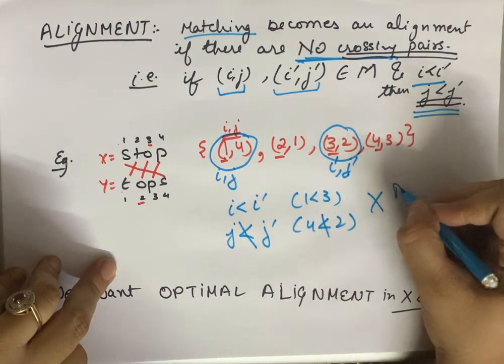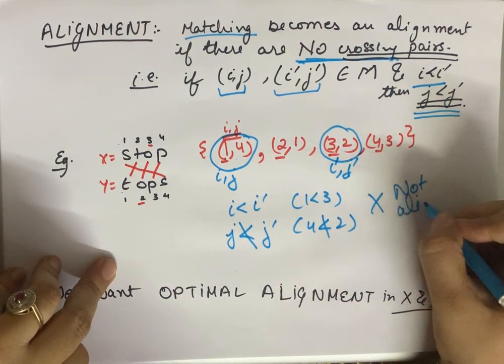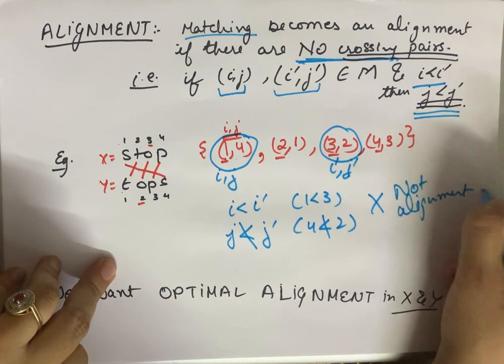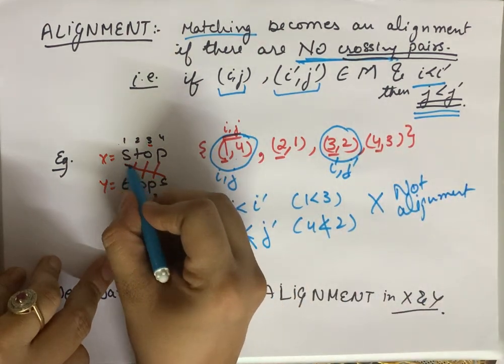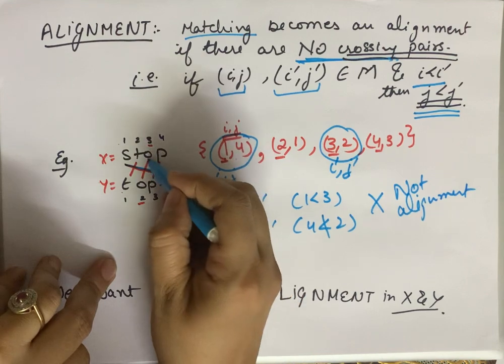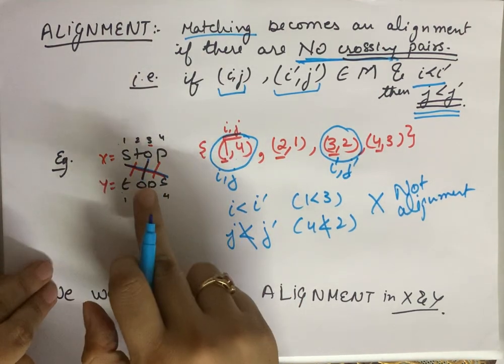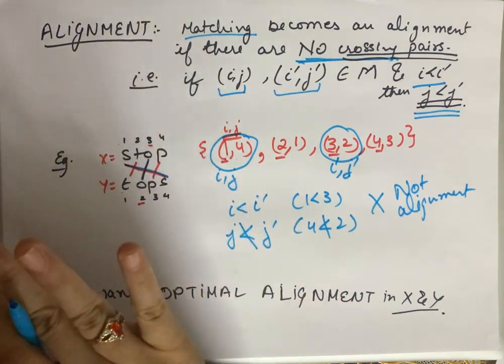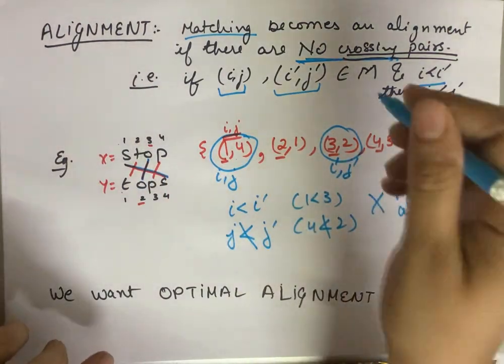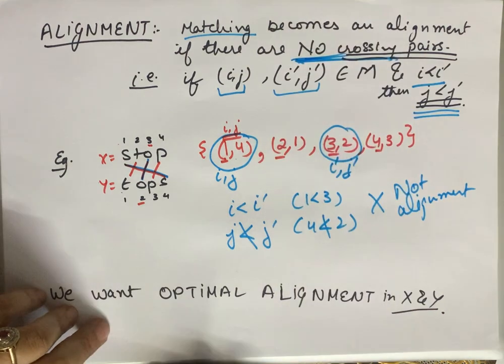That means this is not an alignment. This is a matching. But what has happened is that (1, 4) is crossing (3, 2). This is called a crossing. If there is a crossing, then it is not an alignment. So we want an alignment where no crossing occurs.